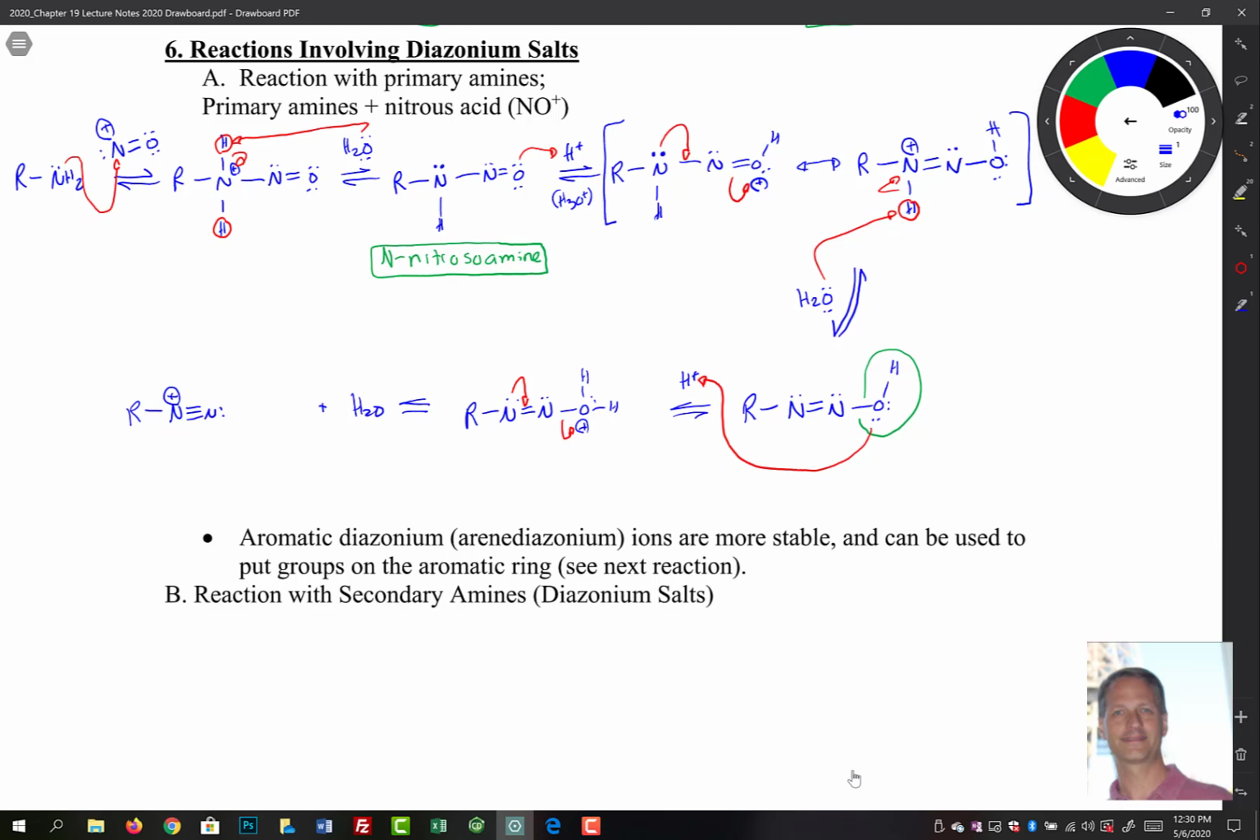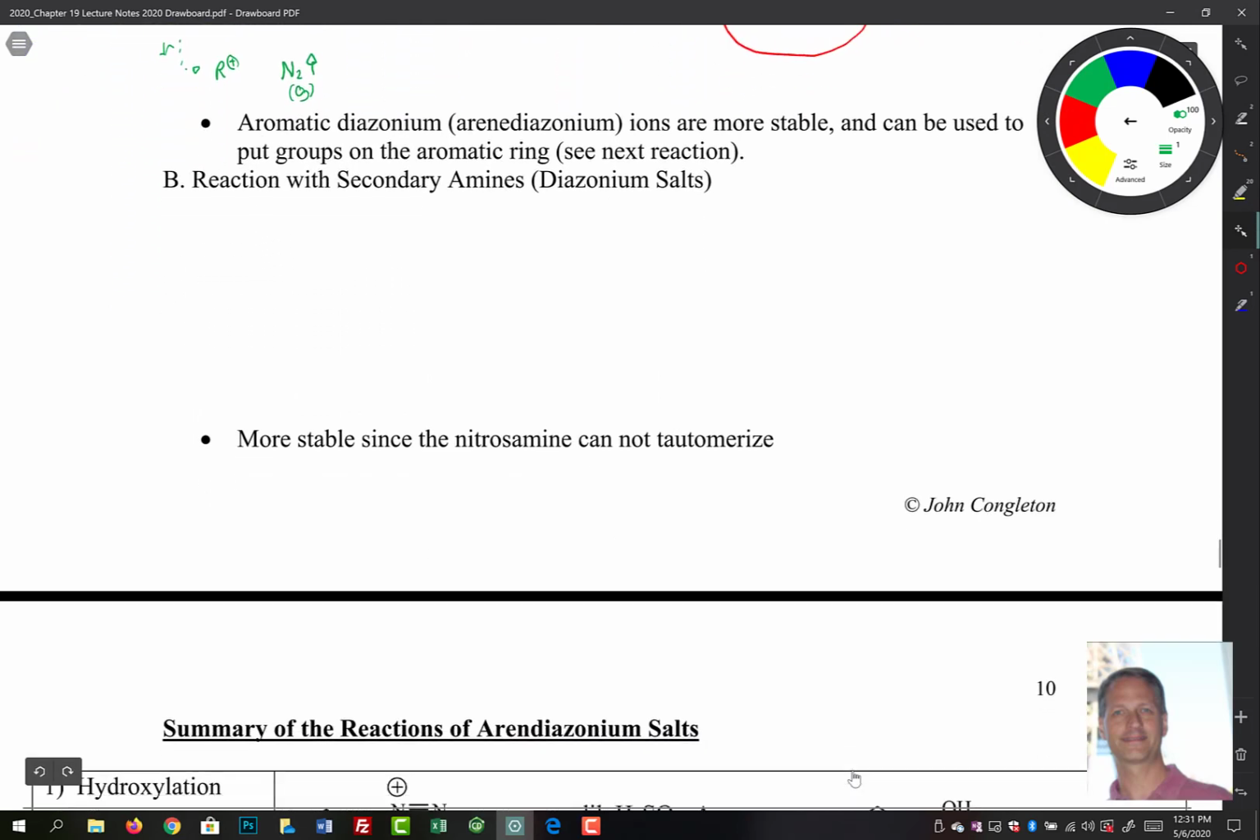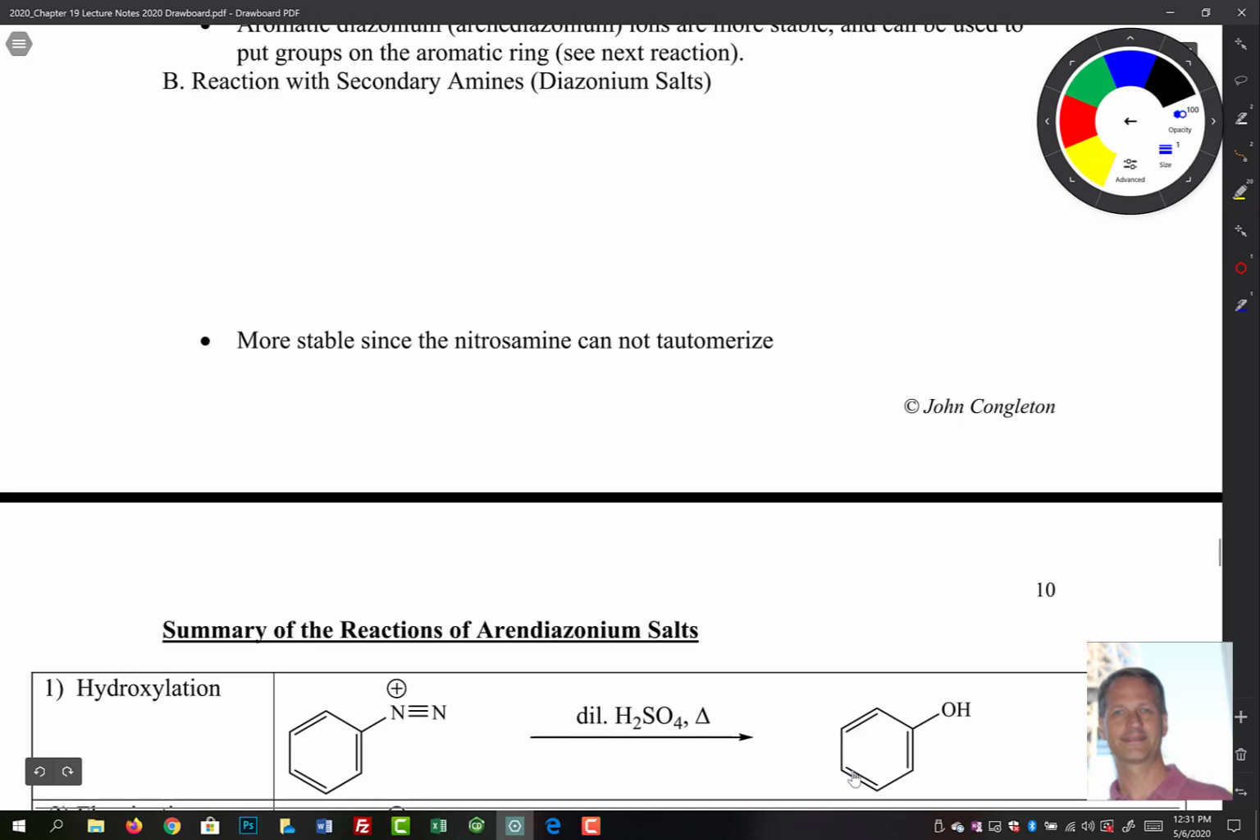All right, so what we have here is a good leaving group. The N2 is a good leaving group. It doesn't react like this all the time, but in essence, what you're going to get is an R plus, a good electrophile, and then the nitrogen will leave as nitrogen gas. And that's going to help pull that equilibrium right towards the product side of our reaction. Okay, so let's look at how this might react with a secondary amine. These are called diazonium salts.